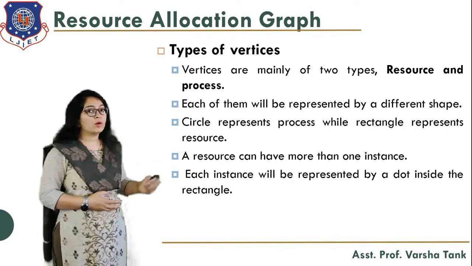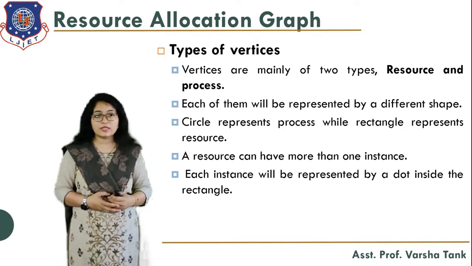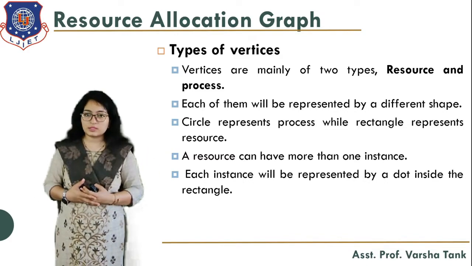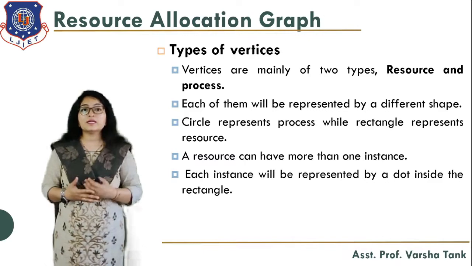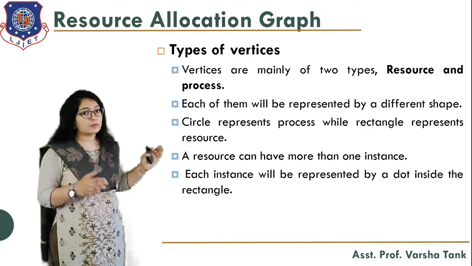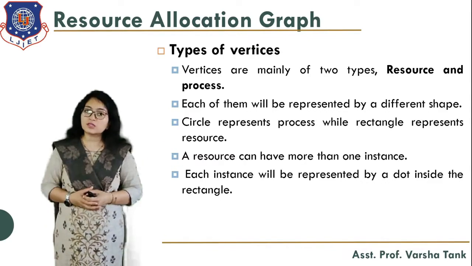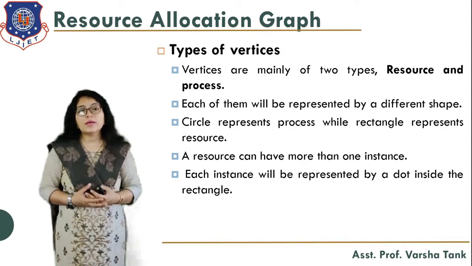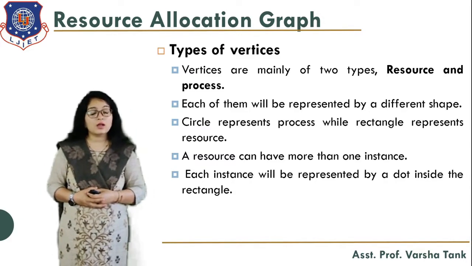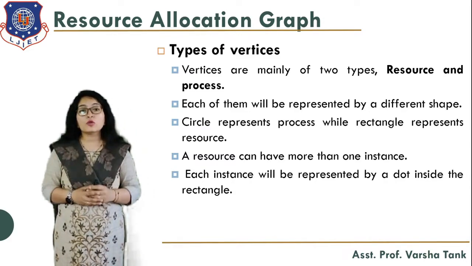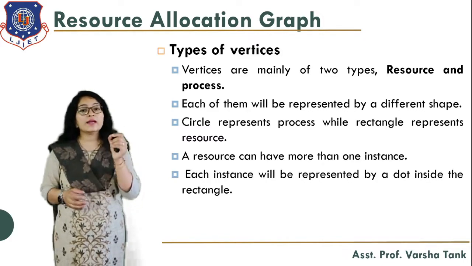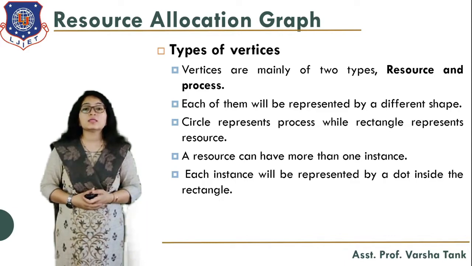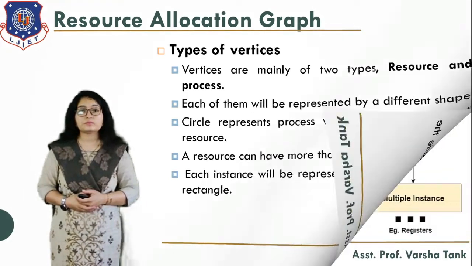Now here are the types of vertices. As we discussed in the last lecture also, the vertices are mainly of two types, that is the resource and the process. Each of them will be represented by a different shape. A circle represents the process while a rectangle represents the resource. A resource can have more than one instance. Each instance will be represented by a dot inside the rectangle. So for example, if resource R2 has five instances, then we draw 5 dots in that resource. That means that 5 instances of the R2 type are available.